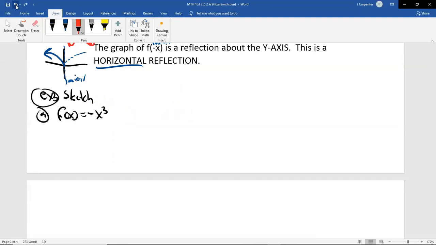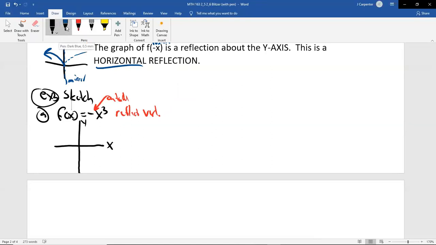Because that negative we're counting as outside, that means it's a vertical reflection. Anything outside is a vertical reflection. So this is going to reflect vertically. In other words, up becomes down, down becomes up. So here's what I'm going to do. I'm going to draw my axes, my x and y axis, per usual.